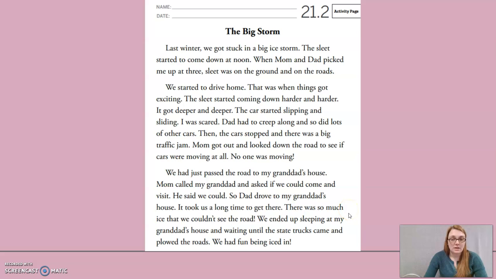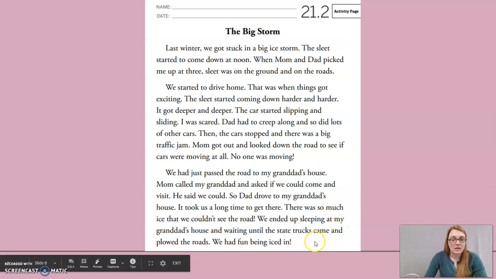It took us a long time to get there. There was so much ice that we couldn't see the road. We ended up sleeping at my granddad's house and waiting until the state trucks came and plowed the road. We had fun being iced in.